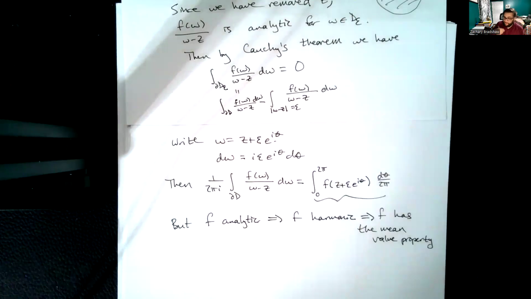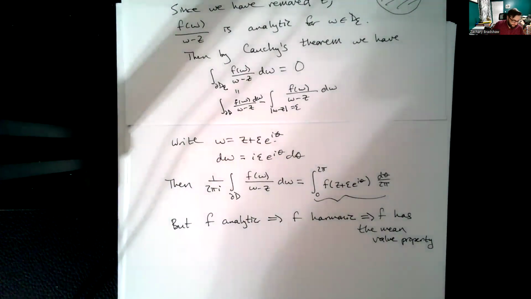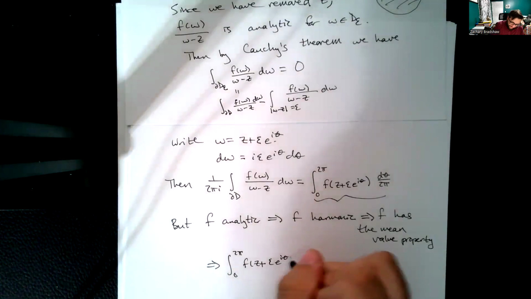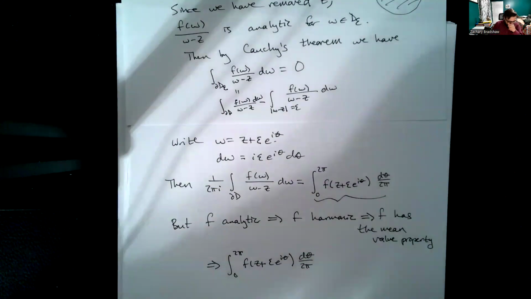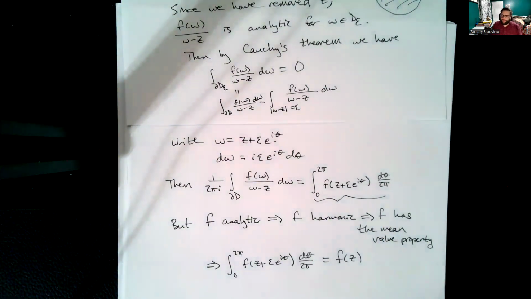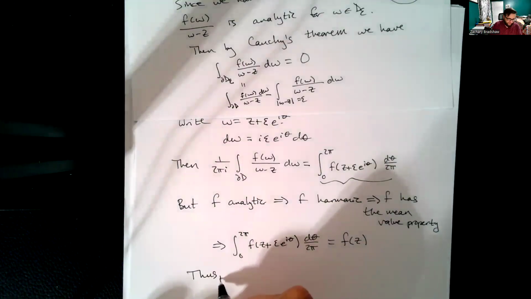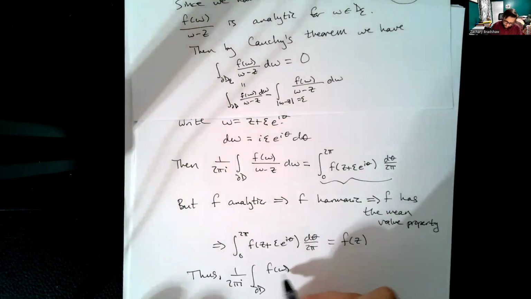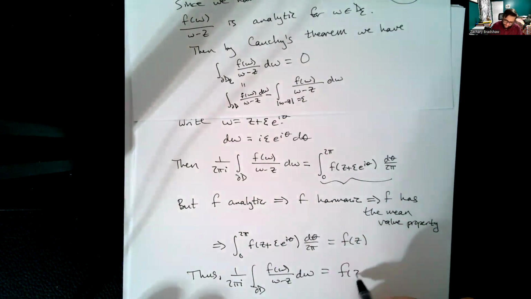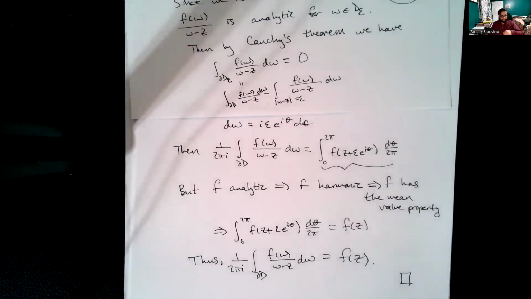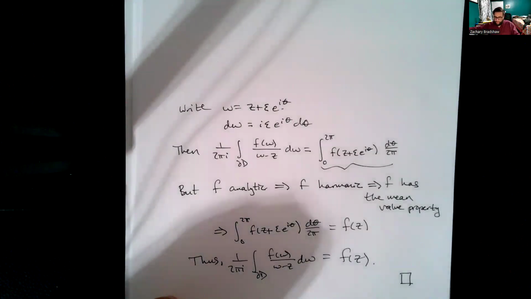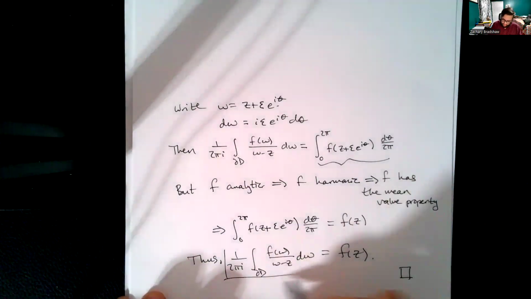So I said I wasn't sure if we would use this mean value property again, but here we are using it. And this tells us that the integral from 0 to 2 pi of f of z plus epsilon e to the i theta d theta over 2 pi, so this average value of f over the circle, is just equal to the value of f at the center. And so at the end of the day, what do we have? We have that 1 over 2 pi i, the integral over the boundary, is in fact equal to f of z. Okay. So that is Cauchy's integral formula, this guy here.